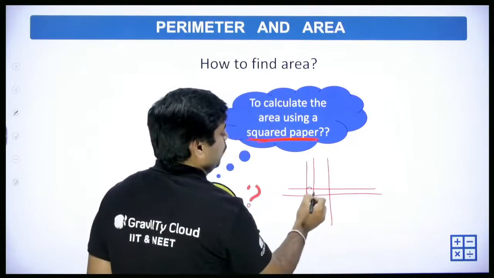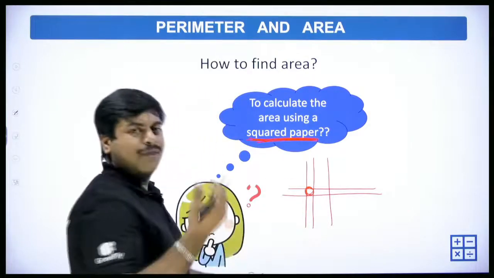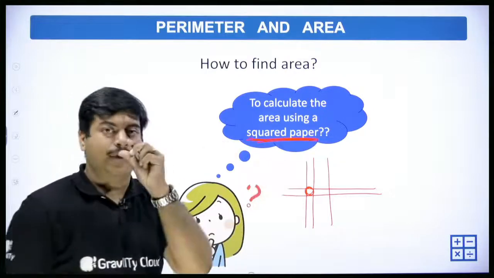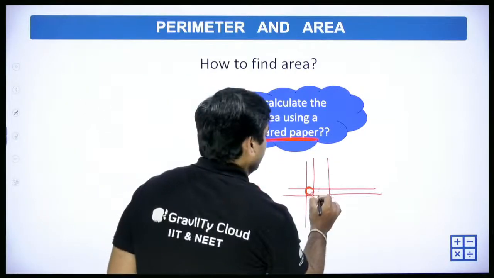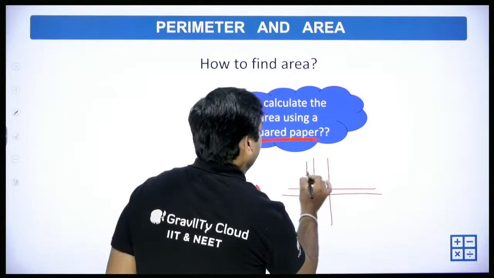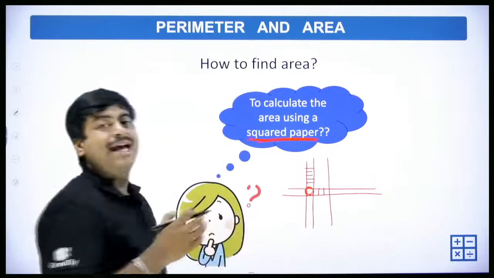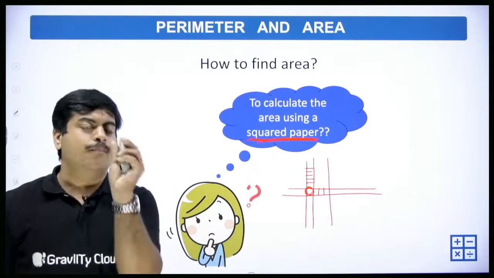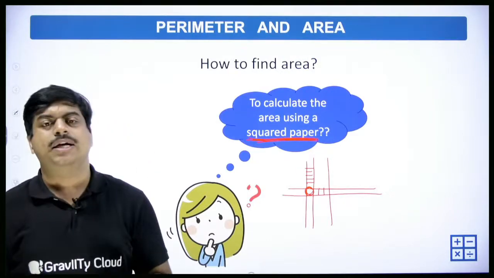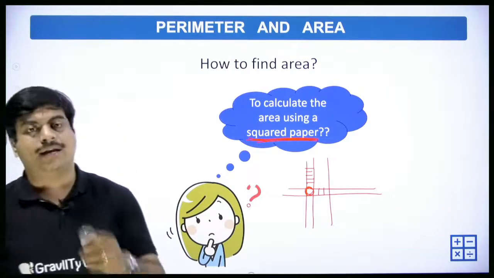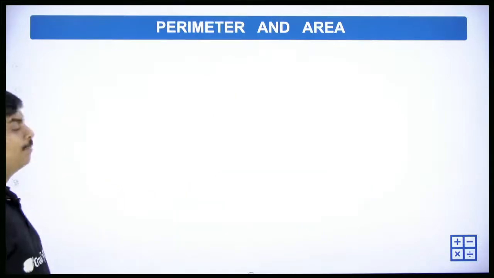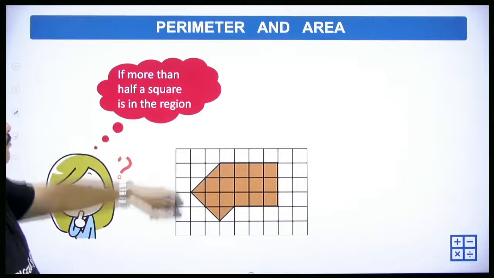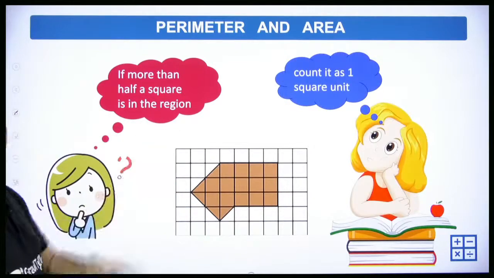So this is one square, one unit square. Like 1 unit means 1 centimeter, let's say. 1 centimeter, that's a square. You have one more square, so the complete paper is squares. So based on that, if we take one box as 1 square unit, from there we can try to find the area, right? So let's try to take one example. If more than half a square is in the region, count it as 1 square unit.